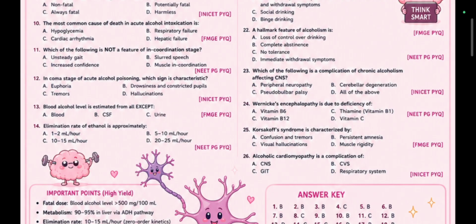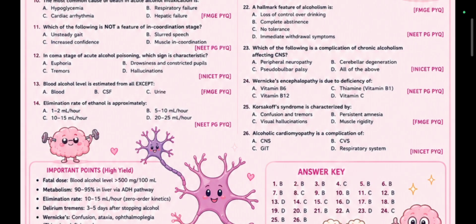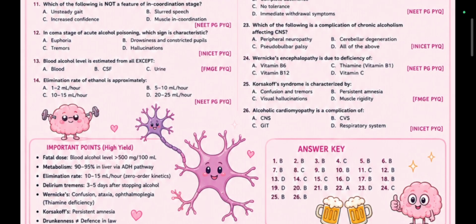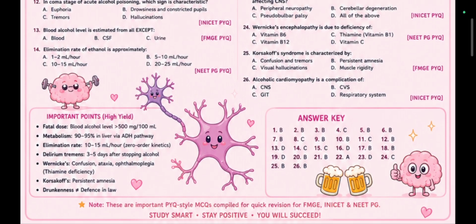Option B, B1. Korsakoff's syndrome is characterized by: confusion and tremors, persistent amnesia, visual hallucinations, muscle rigidity. Persistent amnesia is one of the symptoms. Option B is the right answer. Alcoholic cardiomyopathy is a complication of, obviously, CVS, since it is cardiomyopathy. Option B.